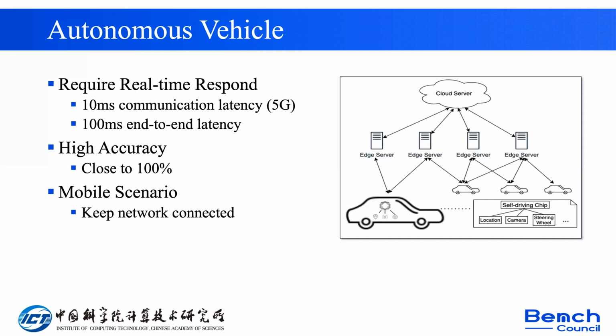The uniqueness of the autonomous vehicle scenario is the high demand for accuracy. That is to say, it needs to take absolutely correct action even without human intervention. Autonomous vehicle is a typical scenario using mobile edge computing technology because the car is mobile.